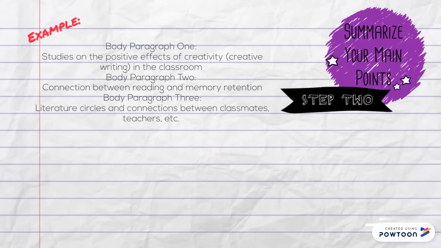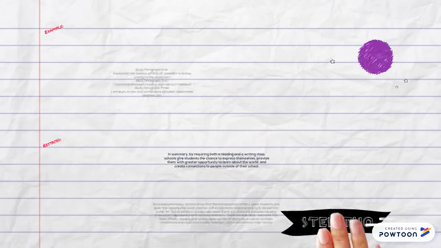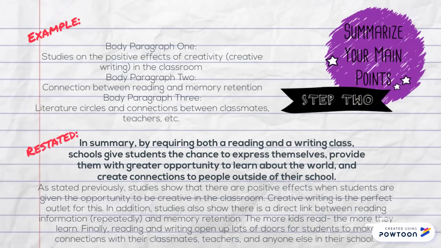For example, if we continue on with the same topic, you might use these main points in your body paragraphs. Studies on the positive effects of creativity in the classroom, connections between reading and memory retention, and literature circles and connections between classmates, teachers, etc. In the restated version, the bolded is the thesis statement that we restated before. After that, I've shown you an example of how you could restate your main points without being too repetitive.